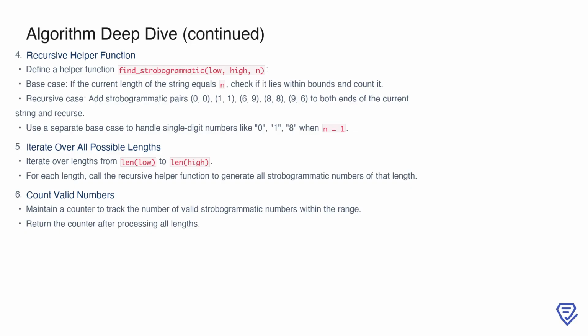To ensure we cover the entire range, we iterate over all possible lengths from the length of low to the length of high. For each length, the recursive helper function generates strobogrammatic numbers of that specific length. To track the results, a counter is used to keep a running total of all valid numbers found. Once all lengths are processed, the counter is returned as the final result.